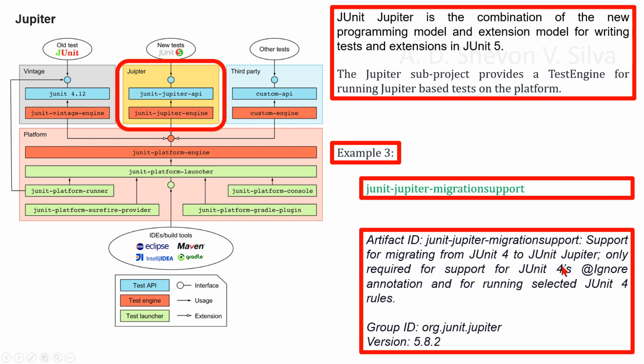As an example 3, we can consider the artifact ID junit-jupiter-migrationsupport. Support for migrating from JUnit 4 to JUnit Jupiter, only required for support for JUnit 4's @Ignore annotation and for running selected JUnit 4 rules. This is in group ID org.junit.jupiter.